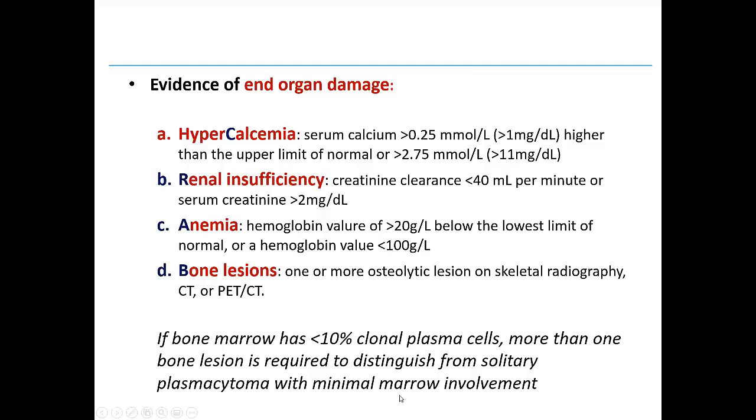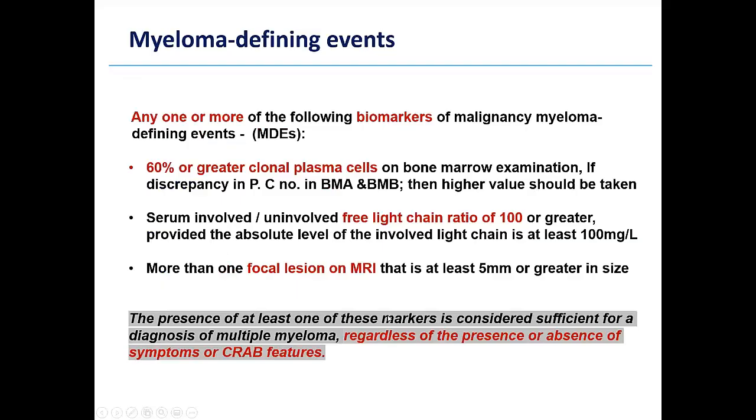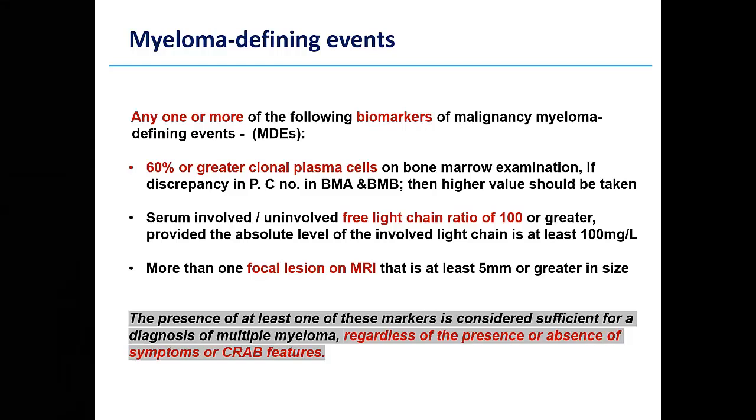This is in case we have a patient who has got plasmacytoma and the plasma cells which are clonal are less than 10%. Is it myeloma or not? Then what we have to have is more than one bone lesion along with, of course, the plasmacytoma. Then it should be at least one myeloma defining event in a patient, or what we call biomarkers of malignancy, any one or more of the following biomarkers of malignancy.